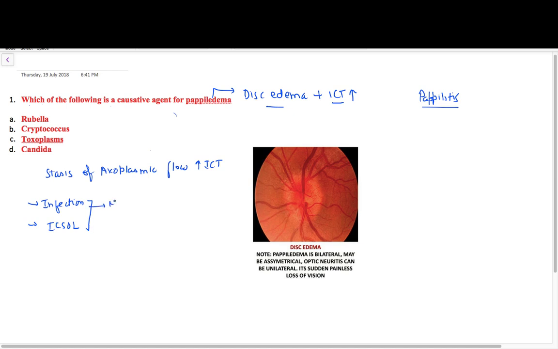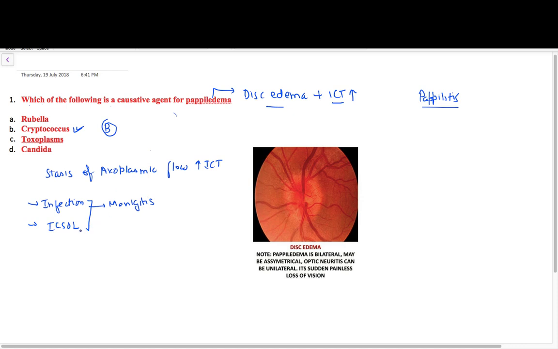So any cause of meningitis would lead to papilledema. The most important and the most common out of the options here is cryptococcus. So according to me, B should be the most probable answer here.